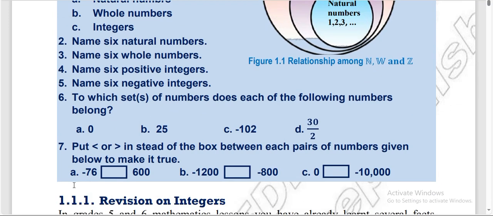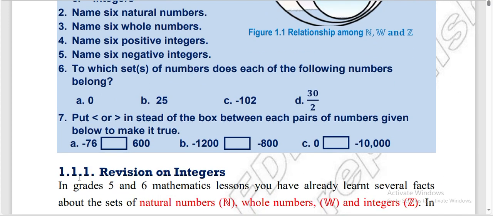Number 6: to which sets of numbers does each of the following numbers belong? 0 is a whole number. 25 is a whole number, a natural number, and a positive integer. Negative 102, what is this? A negative integer, or an integer, the negative side of the integers. D, 30 over 12, you can simplify it, and say it belongs to the set of rational numbers.